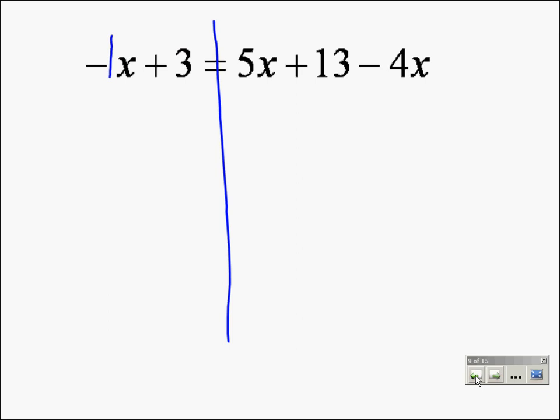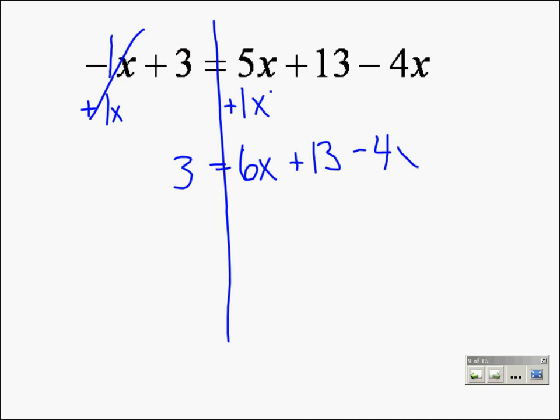And I want to move that to the other side. The opposite of negative 1 is positive 1, so I want to add 1x to both sides. When I come over to the right, I have the choice: do I want to add under the 5 or under the negative 4? I'm going to choose the 5. Either one works, you just need to make sure that they're alike. You can't do it under the 13 because there's no x on the 13. Negative x and 1x cancel out, leaving me with 3. I have 6x here plus 13 minus 4x.